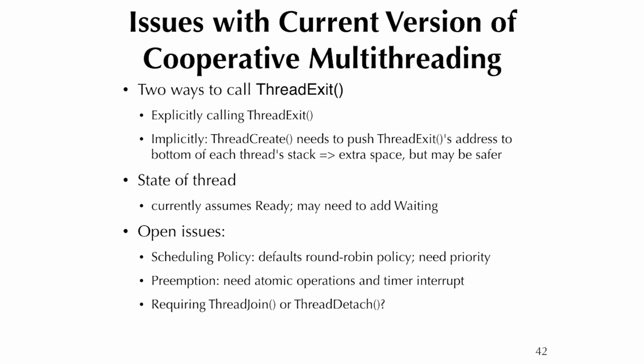So the open issue really has to do with the scheduling policy. Right now, we do the simplest one, and then preemption will be done after you get the cooperative version working, because after you fully understand this, preemptive is actually not as hard. It's just tricky because of race conditions, and that's where you need to do additional things to make sure things happen atomically. Later we'll revisit the issue of join and detach in conjunction with the thread exit.